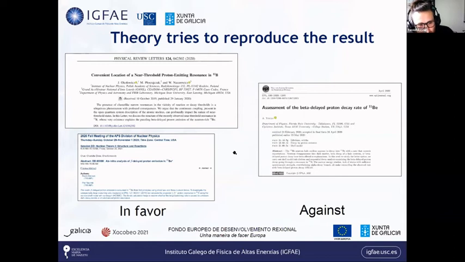There are some calculations that agree with the near threshold proton emitting resonance in boron-11. There's even an ab initio calculation that has not been published. I don't know the state of this, but the last thing I know is that there were some very positive results regarding that.